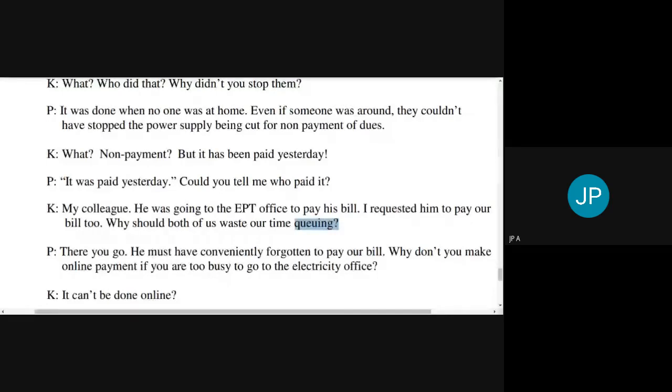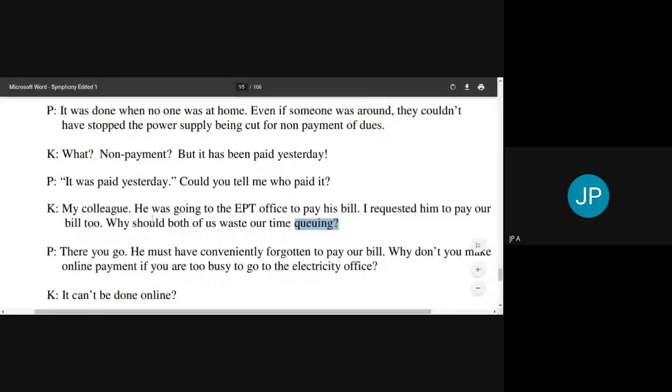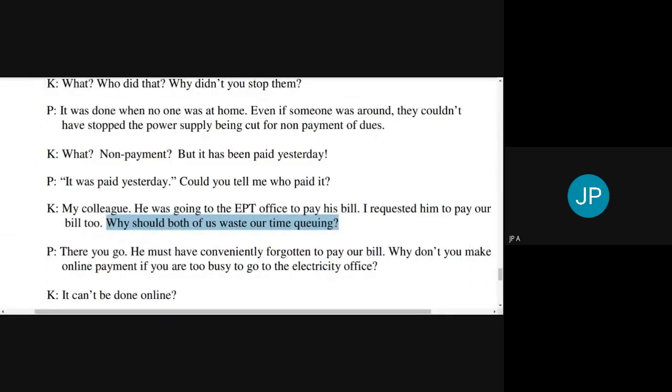So he should have actually said, why should both of us waste our time queuing up? Okay, so this is the correction for this sentence. There should be an up at the end of the sentence. Then that sentence would be correct. So, why should both of us waste our time queuing up? So queue, when you use it as a verb, is used with the preposition up.